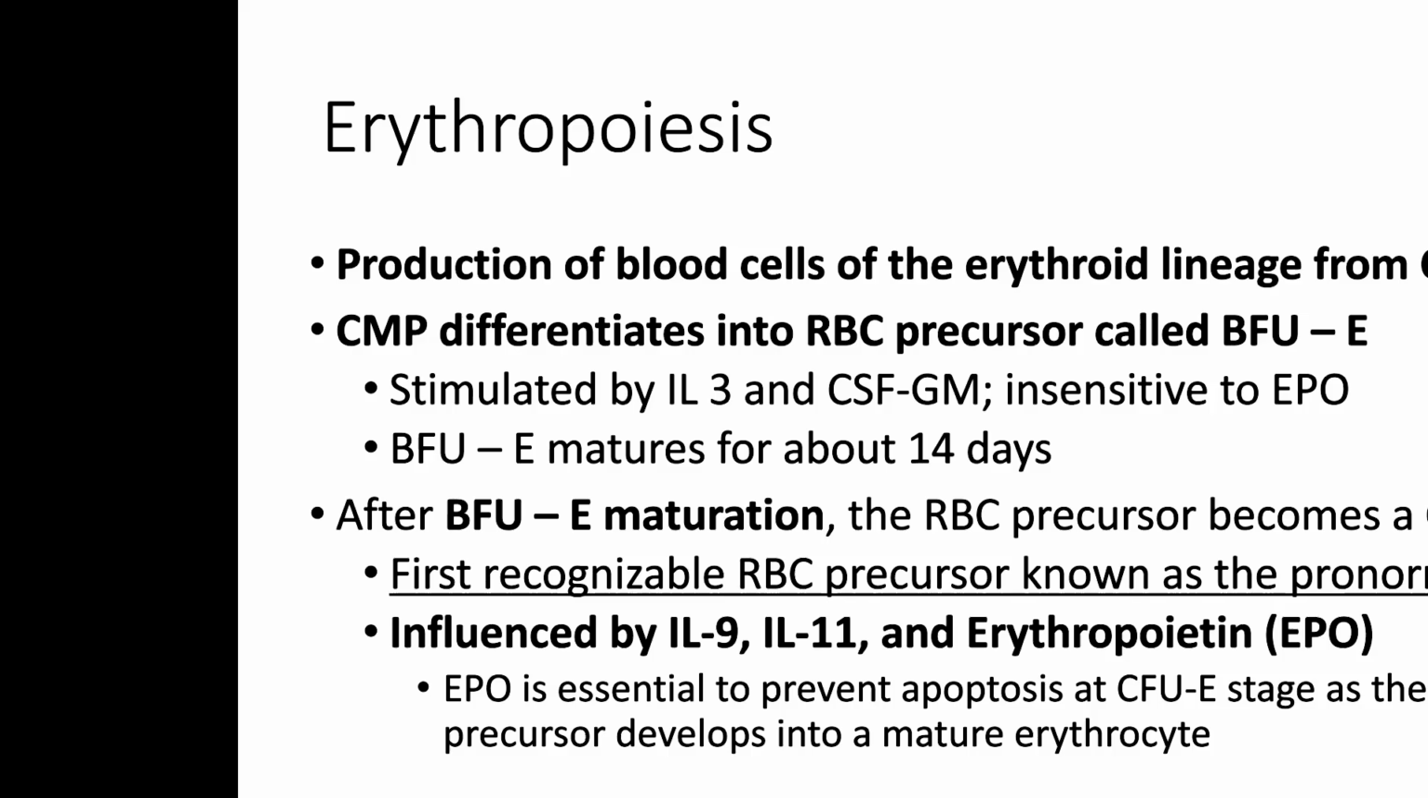Once it matures from the BFU-E, it becomes a CFU-E. Eventually, CFU-E will develop into the first recognizable precursor of RBCs, called pronormoblasts. At this stage, it's influenced by interleukin 9, interleukin 11, and erythropoietin.